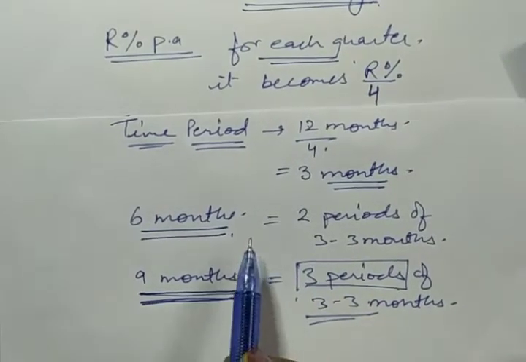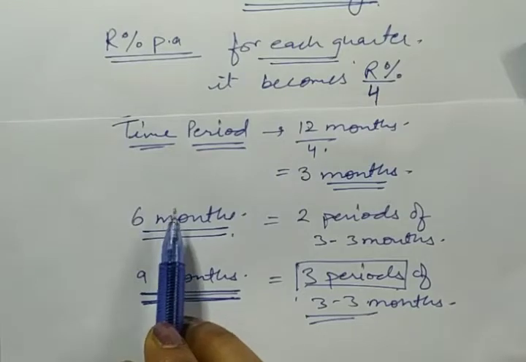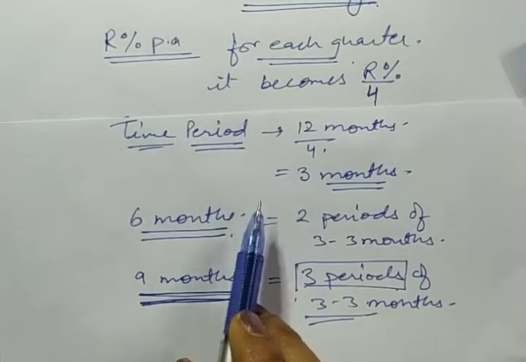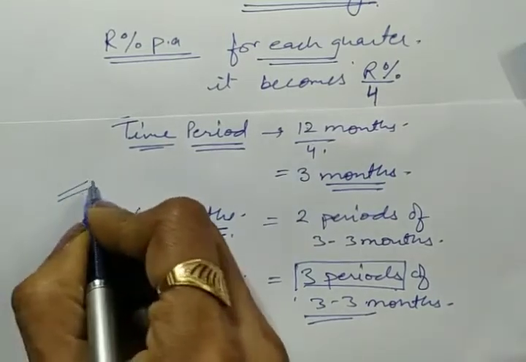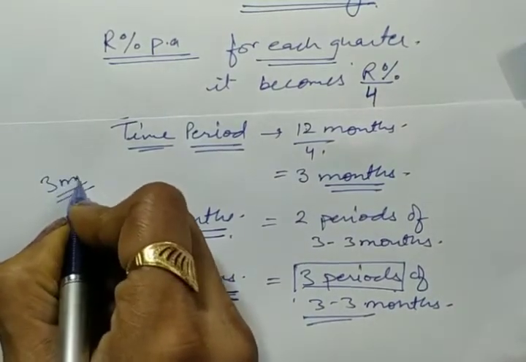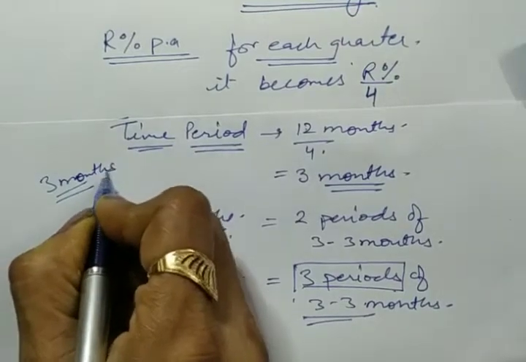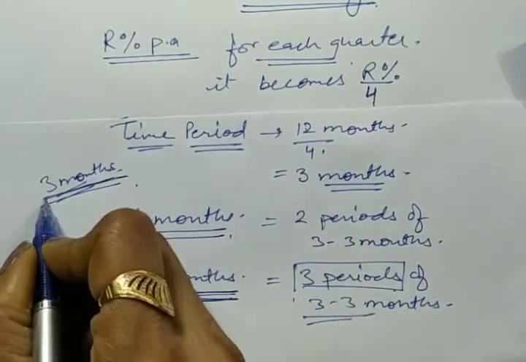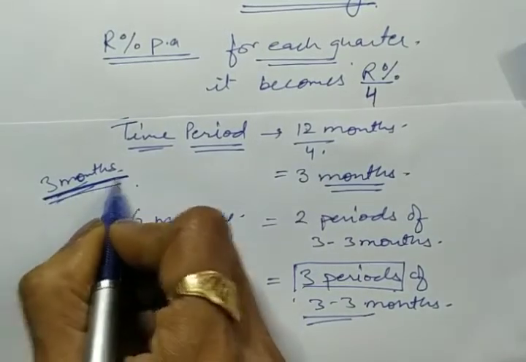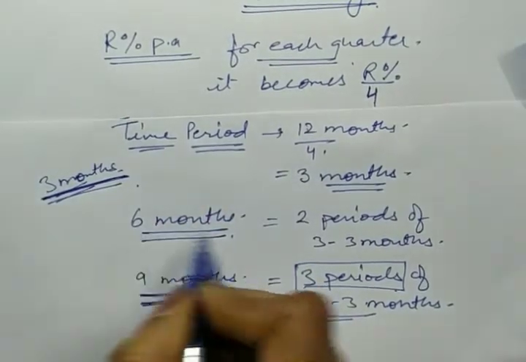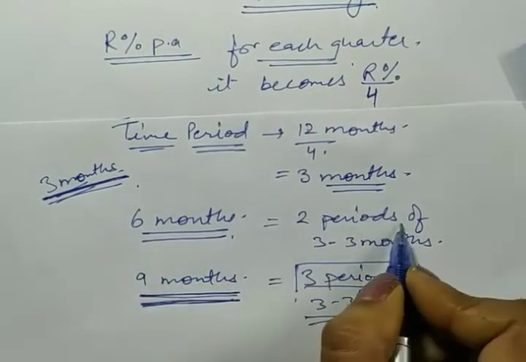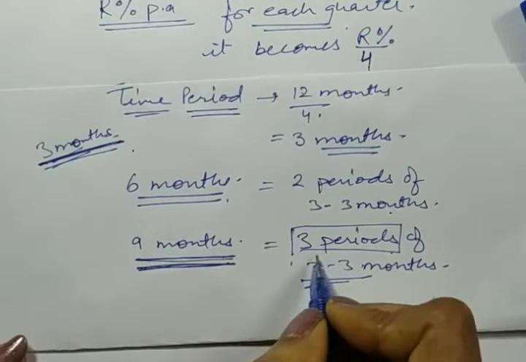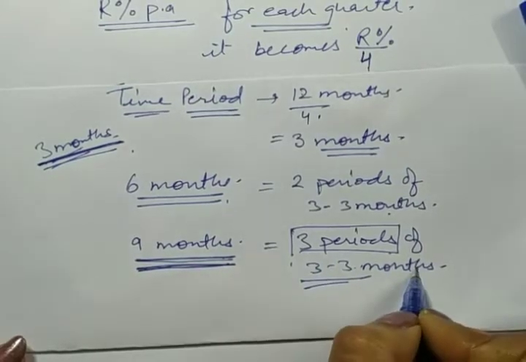Students, always remember there are total 3 months in each quarter of a year. Okay? So total 4 quarters are there and each quarter is having 3 months. So if there are 6 months, it means there will be 2 periods of 3 months. And if there are 9 months, it means there will be 3 periods of 3 months.